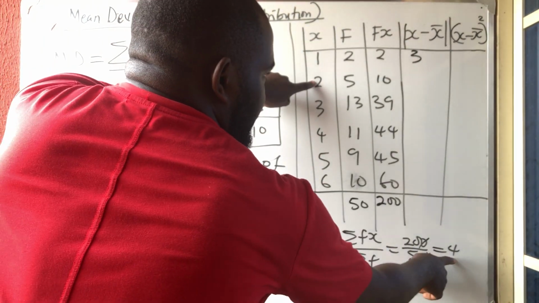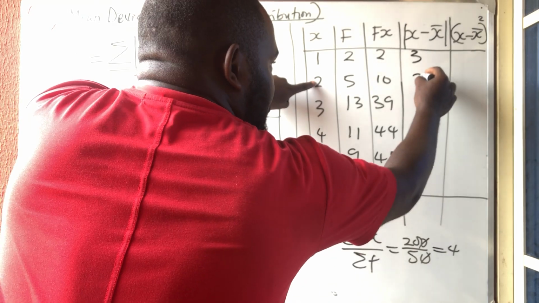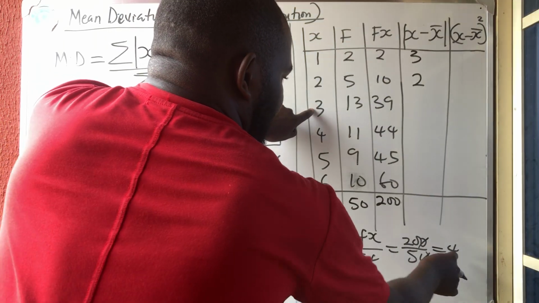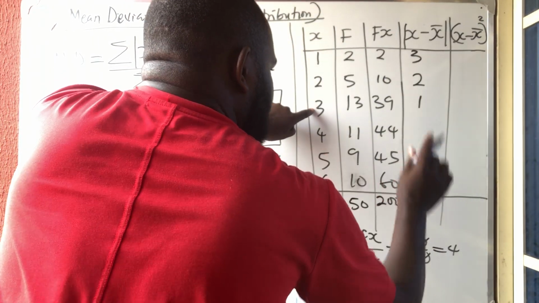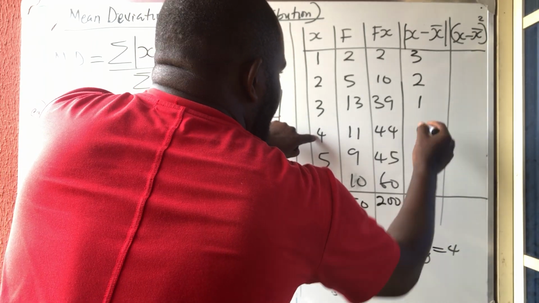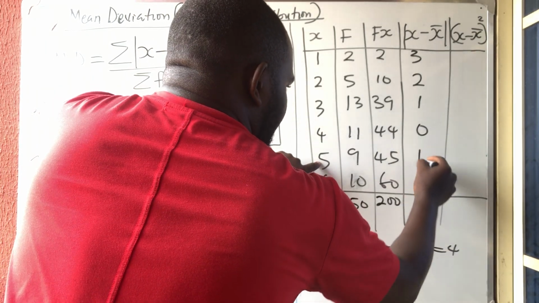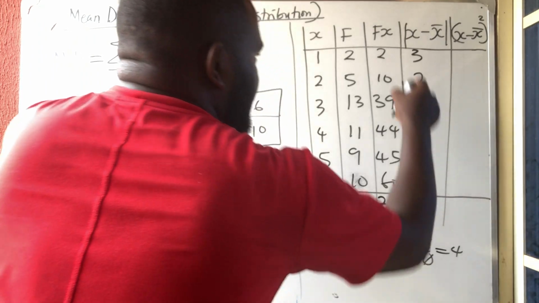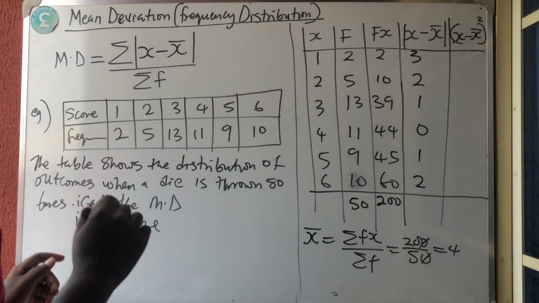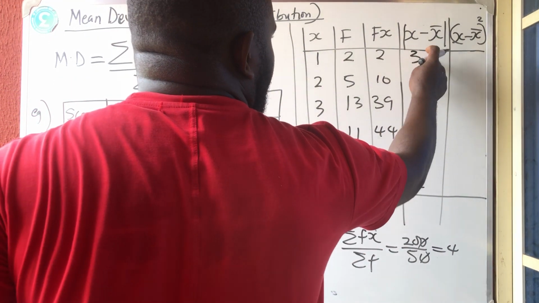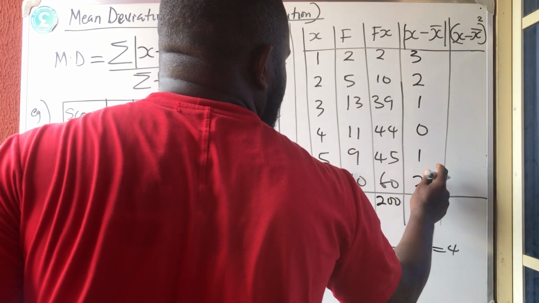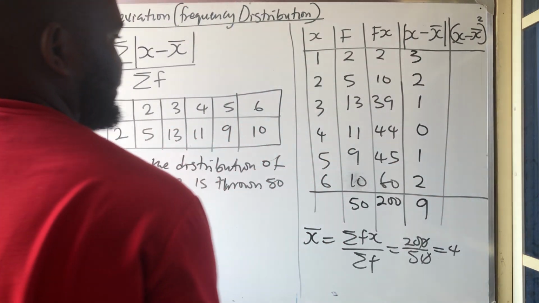2 minus 4, minus 2. But I'll take 2, positive. 3 minus this, minus 1. But I'll take 1, positive. 4 minus 4, 0. 5 minus 4, 1. 6 minus 4, 2. Now, we need their summation. Their summation will give me 3, 5, 6, 7, 8, 9. Their summation is giving me 9.